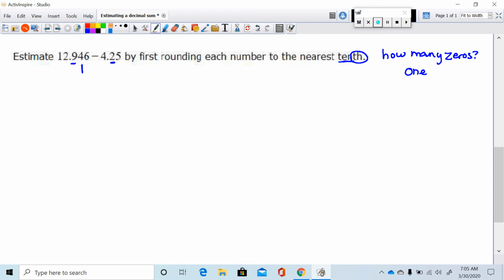Okay, so for this one, we're looking to see if we're going to leave the 9 alone or take it up. And since the number after it is smaller than 5, we're going to leave it alone. So I'm going to leave it as 12.9 minus 4.2, the number after that is a 5. So if it's 5 or larger, you go up 1. So I'm going to do 4.3. I'm going to subtract that. So 6 and 8, 8.6.